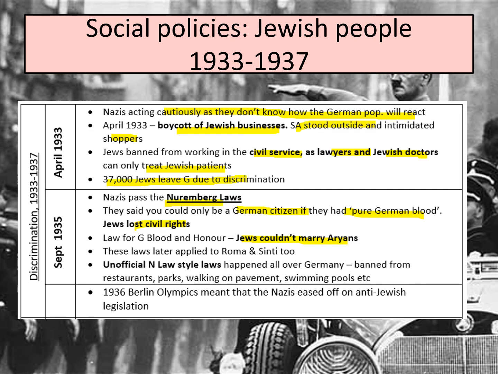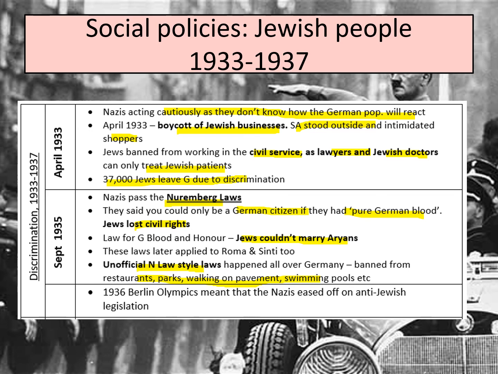Now, there were those two official Nuremberg laws saying that you could only be a German citizen if you had German blood, and saying that you couldn't marry an Aryan citizen if you didn't have the German blood. But they also introduced loads of unofficial Nuremberg-style laws all over Germany that banned Jewish people from restaurants, parks, walking on the pavement, swimming pools. Lots of different places that Jewish people could no longer go.